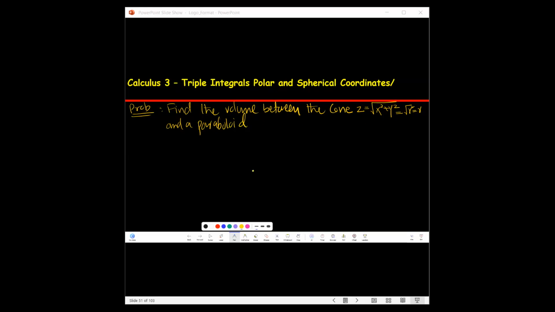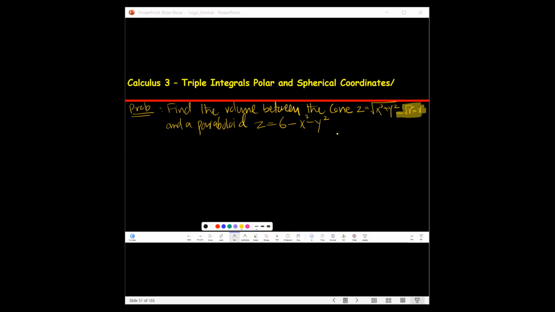Just make sure that this is the one we wrote. This is the extra stuff that we wrote which is not given in the question. This is just our explanation, it is not given in the question. The question is giving just z equals the square root of x squared plus y squared, and a paraboloid z equals 6 minus x squared minus y squared.